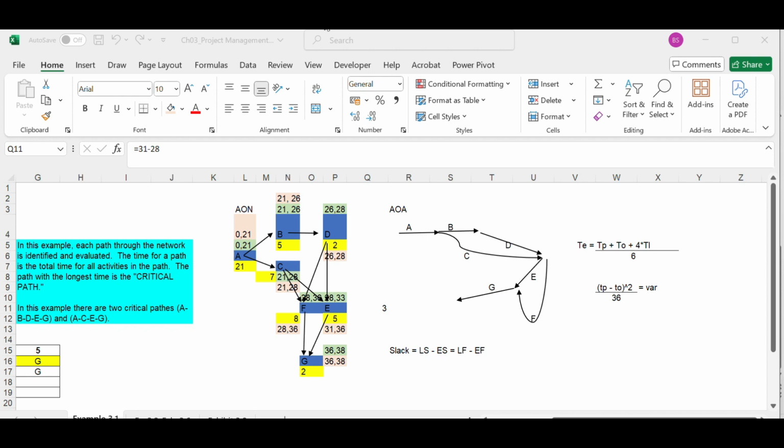Now, why would things go wrong when we estimate the duration of activities in a project? Things go wrong due to three reasons. One, special cause variation.